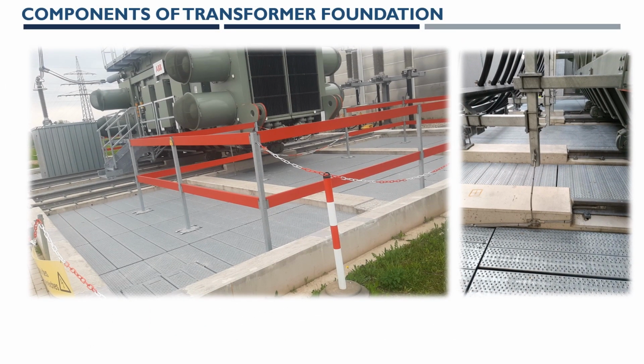This is a clear view of grating. These are the steel fire rated grating. On the right hand side is a closer view of the grating. Here you can see the transformer hauling wall also, which has a rail and a locking arrangement using the concrete blocks.